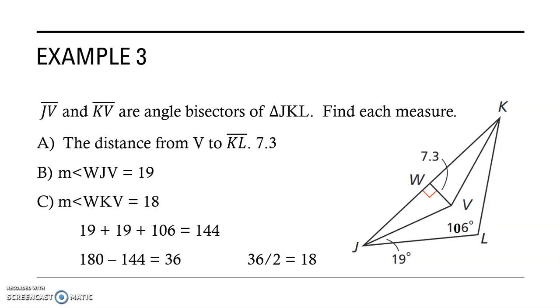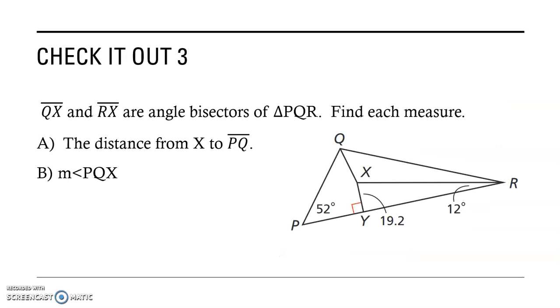Now you're going to try it. And check it out, number 3. They told you that QX and RX are angle bisectors of triangle PQR. That's this segment here and this segment here. What you need to find is the distance from X to PQ, and they wanted angle PQX. That's this angle right here. So see if you can figure it out, put it on a Google Doc with your classwork, and then press play to see example 4.